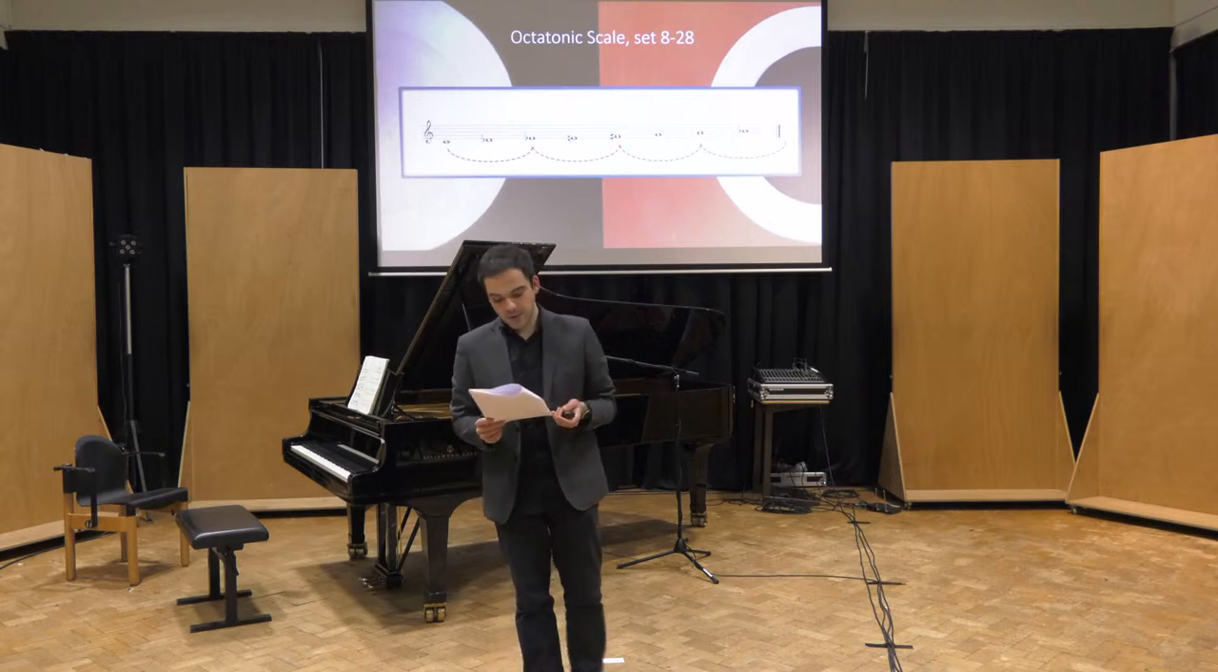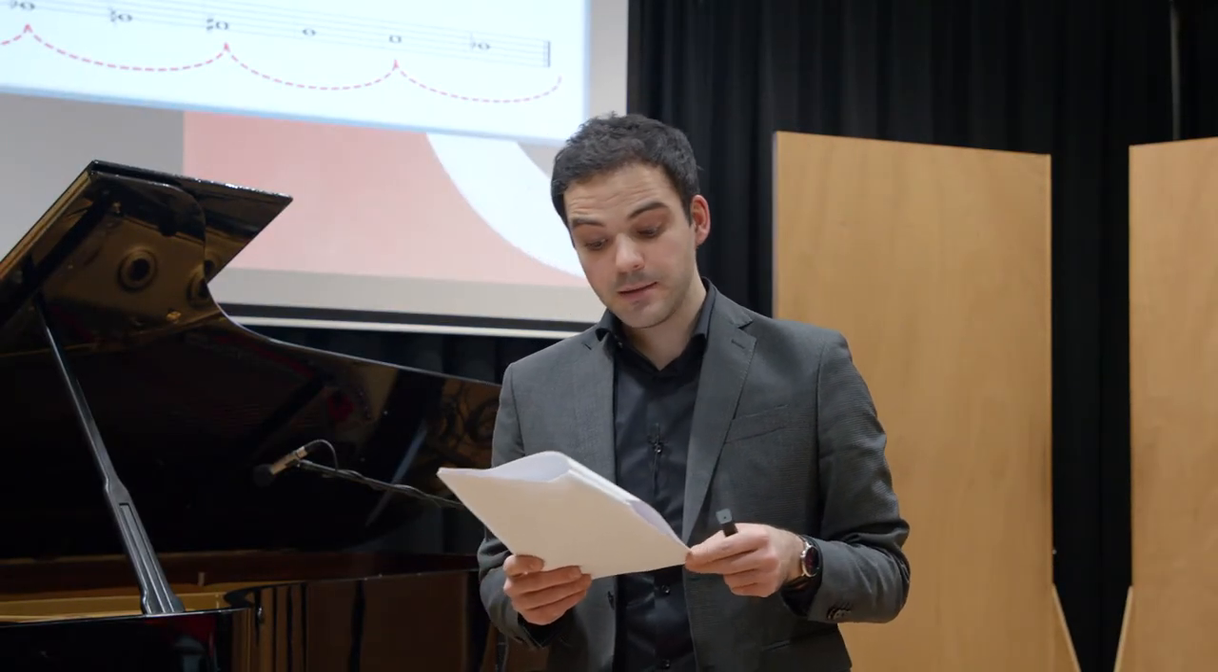Liszt, for example, uses the octatonic scale in the beginning of his Petrarca sonnet number 104 as a means, similar to his use of the diminished seventh, of preluding without setting a clear tonality right from the start.